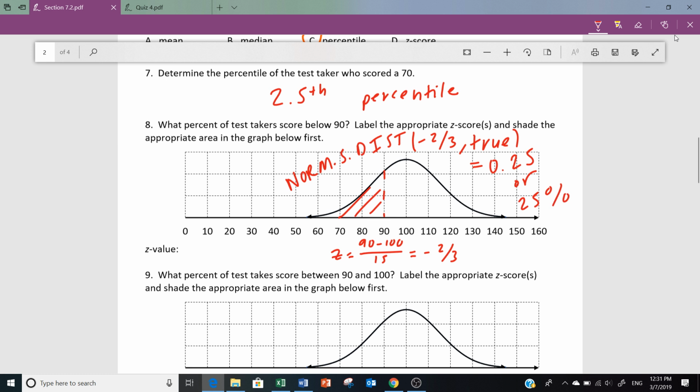What if I wanted the percent of test takers above 90? What would I do? Good. If there's 25% that are below 90, that means there has to be 75% above 90. So anytime I ask for the area to the right, you have to do 1 minus, just like in the quiz today. But that's only for symmetrical, right? Or is that always? Yes.